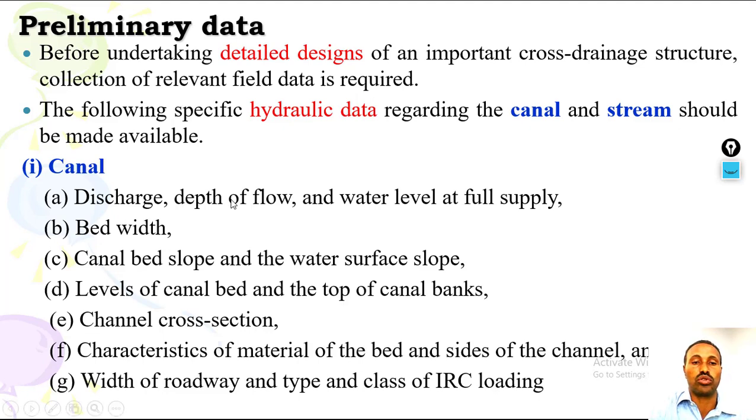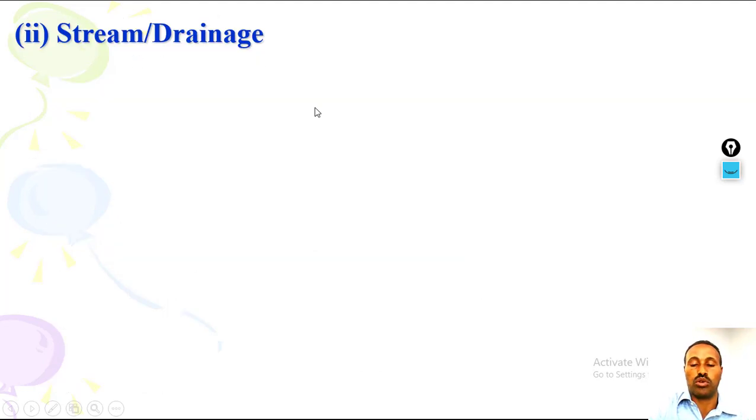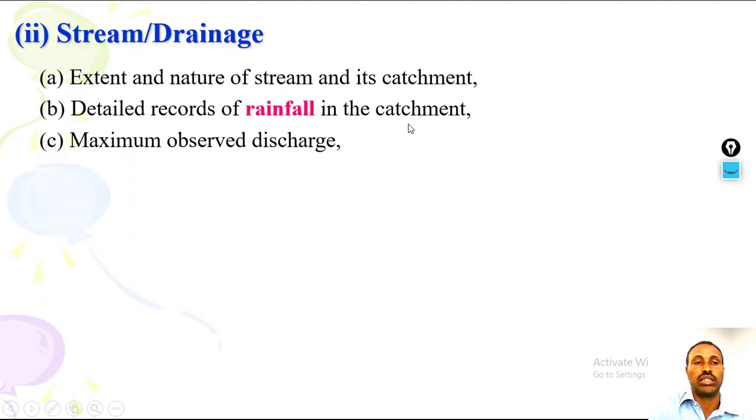And for drainage also, for a stream or drainage, you need to collect, for example, the extent and nature of the stream and its catchment. The catchment area matters because the flood is coming from the catchment, so you need to know the nature of the stream and also its catchment, and detailed records of rainfall in the catchment. So you need hydrological data, rainfall, and the maximum observed discharge also.